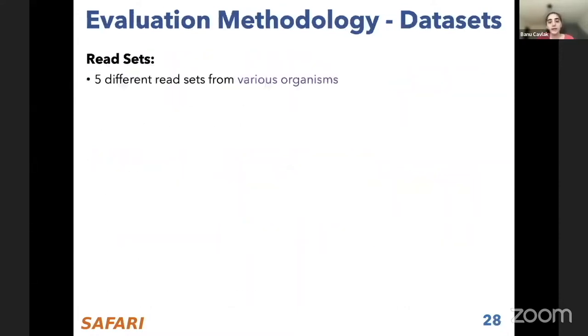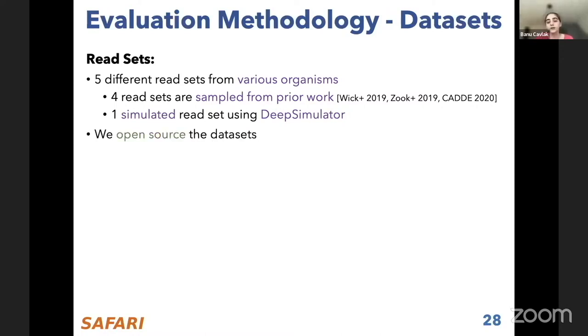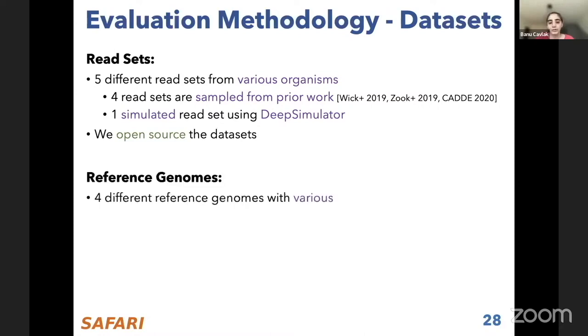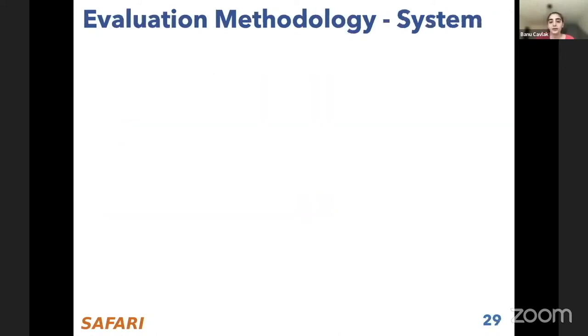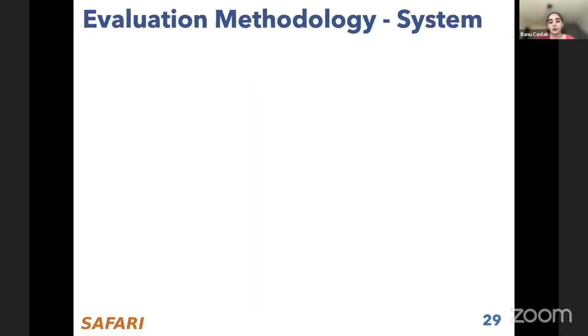We have various data sets, 5 different data sets from various organisms, most of them sampled from prior work, and one we simulated using DeepSimulator because we couldn't find any proper real data set for this type of viral reference mix. We open source all our data sets so that you can reproduce our results. We have 4 different reference genomes with various reference genome sizes and ratios of useful reads to show that we really can do very well in different kinds of scenarios.